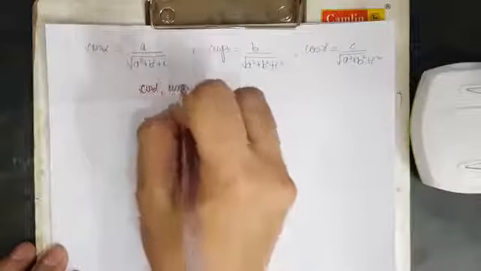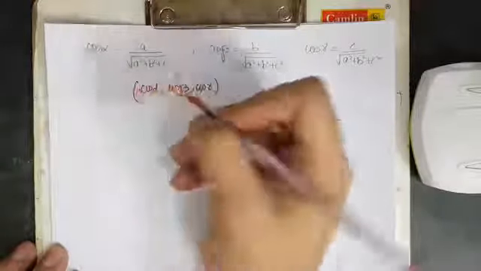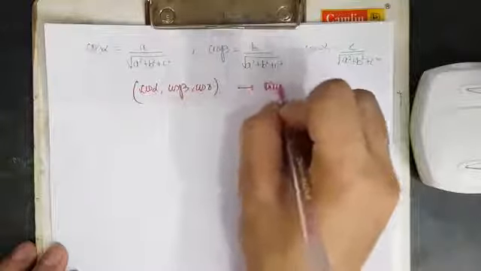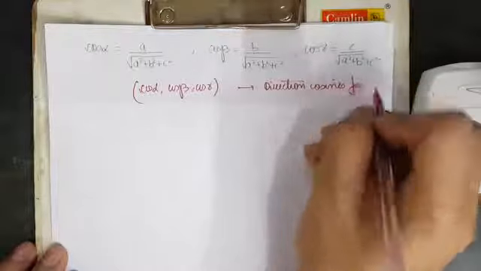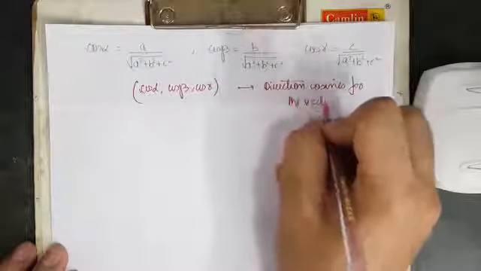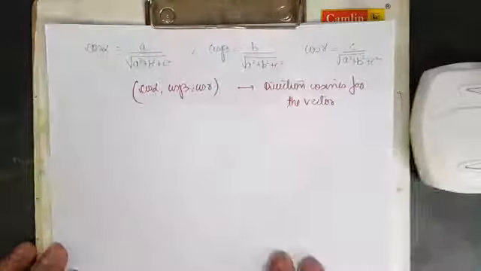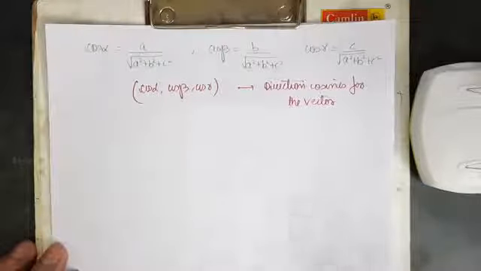These three are known as the direction cosines for a particular vector. So cos alpha, cos beta, cos gamma have been derived, which are known as direction cosines for the vector. I hope you have understood the process of how we are deriving: we just need to find the angle with the x, y and z axis.